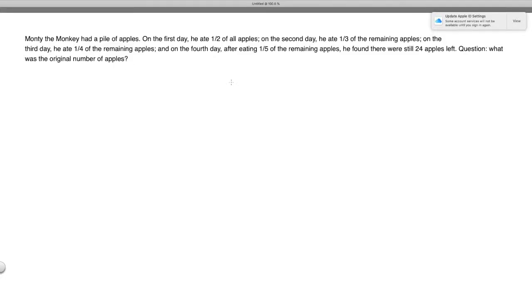Today we're going to discuss a typical problem related to fractions. In some way, this is a classical problem. So one type of this problem looks like the following.